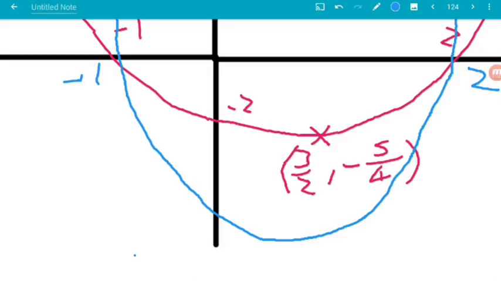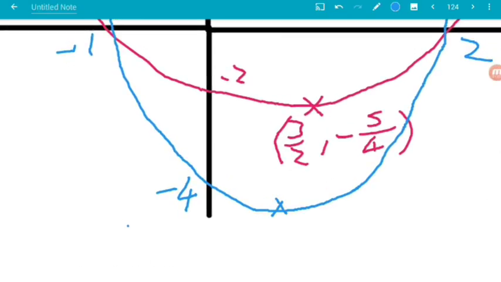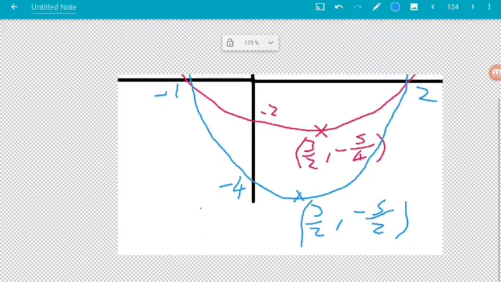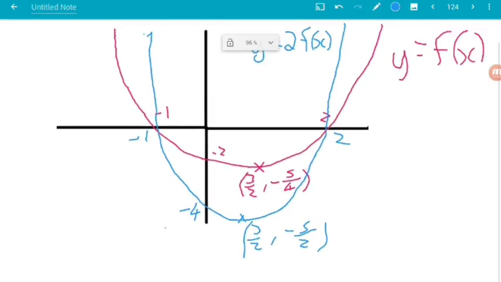So we're multiplying that by 2 because we've got 2 f of x. So the y-intercept is now minus 4, and the coordinates of the minimum, well, the x-coordinate is still going to be 3 halves. The y-coordinate is 2 times minus 5 quarters, which is minus 5 halves. So what we can notice there is that that's actually made our function longer and thinner. So the arms of the quadratic have come in. The reason for that is everything is happening twice as fast vertically. Okay, let's look at the next one.